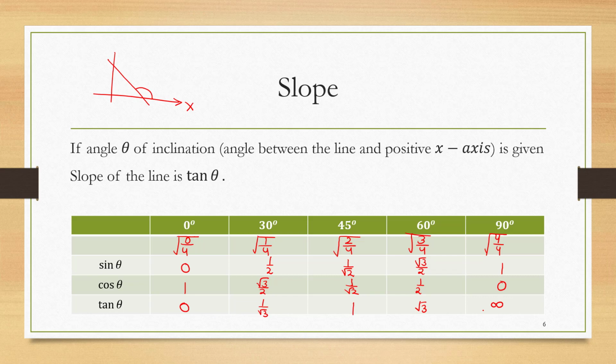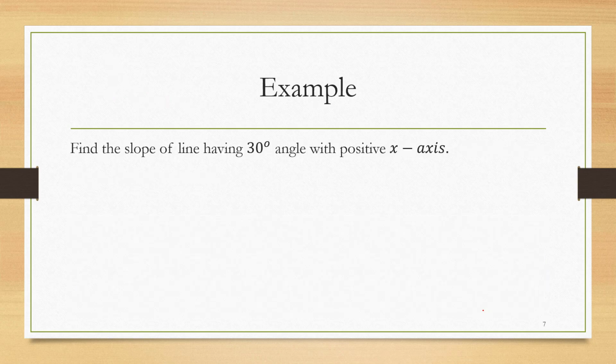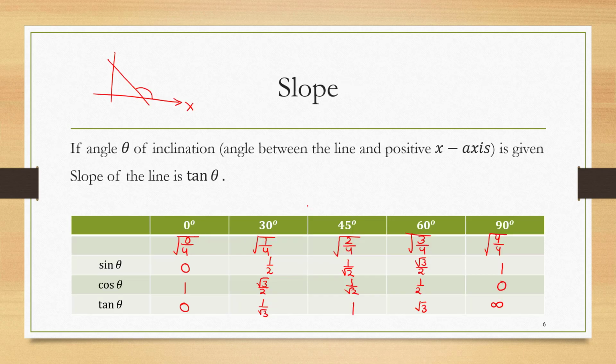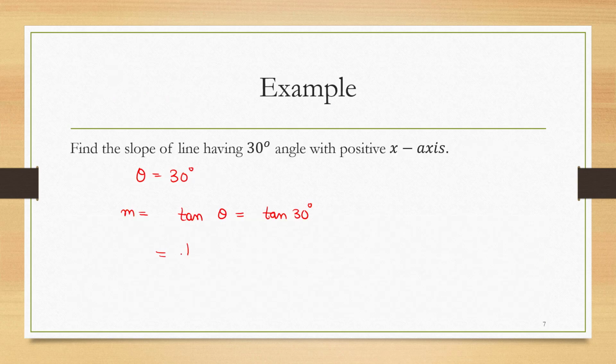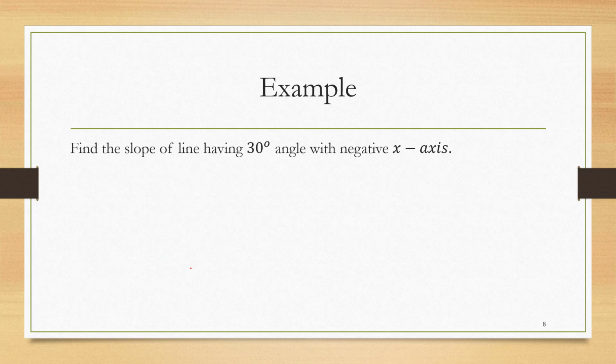Now let's see how to find slope. Example: find the slope of a line having a 30-degree angle with the positive direction of the x-axis. So theta given here is 30 degree, and we know that slope is tan theta, that is tan 30 degree. Now from this table, tan 30 degree is 1 by square root 3. So this line has slope 1 by square root 3. One more example. Find the slope of a line having a 30-degree angle with the negative direction of the x-axis.